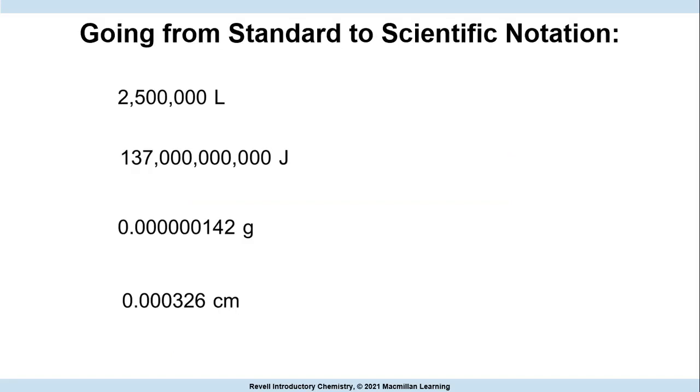So let's see how we can move from standard to scientific notation. Because what we have right here, for example, in the first case, 2.5 million, that's 2,500,000. That is standard notation. Now let's see how we can move from standard notation to scientific notation. With scientific notation, we have said we have a coefficient, we have a multiplier, and we have an exponent.